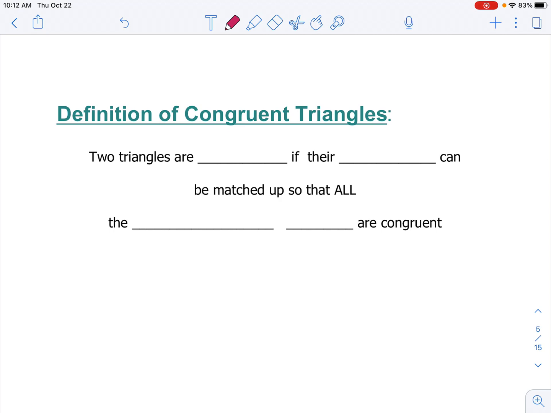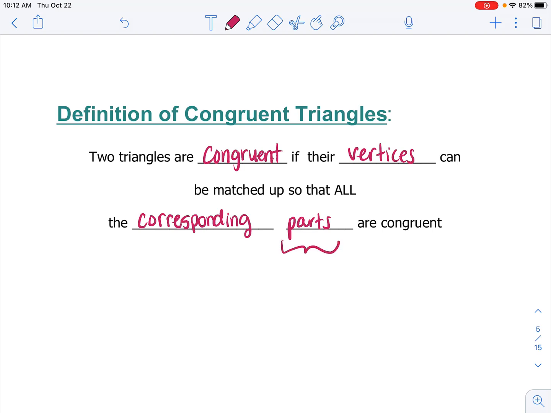So here is the definition of congruent triangles. Two triangles are congruent if their vertices can be matched up so that all the corresponding parts are congruent. When we say parts, we mean angles and sides, right? Those are the parts of a triangle. A triangle has angles and sides. Those are the parts of that triangle.